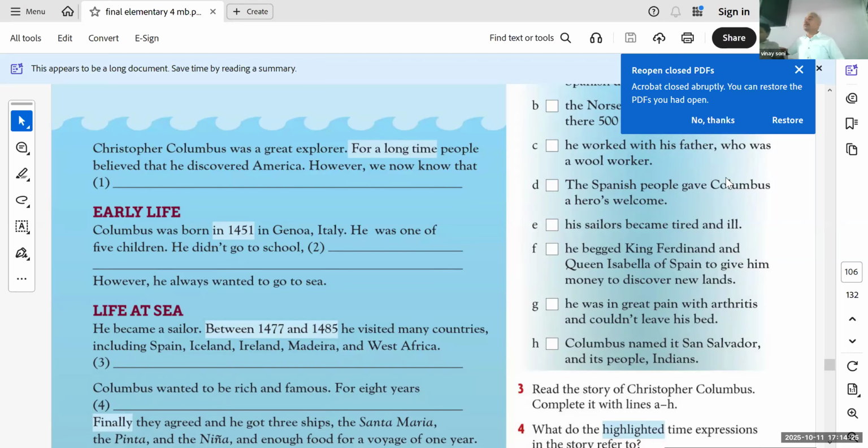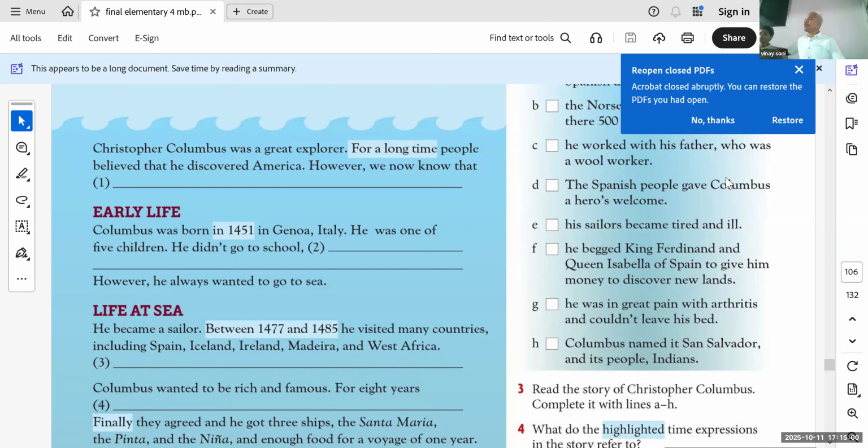For a long time, people believed what? People believed Columbus discovered America. But that's not true, right? He did not discover America. Another person called Leif Erikson, he discovered America 500 years before Columbus.